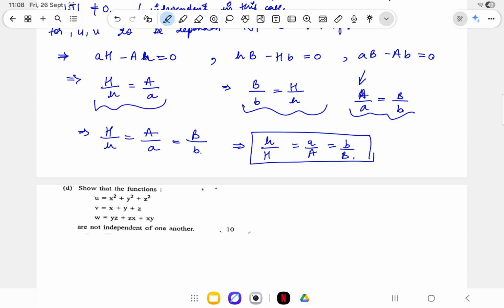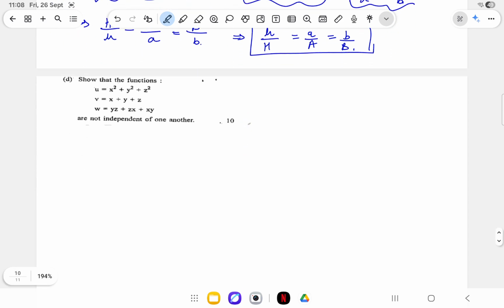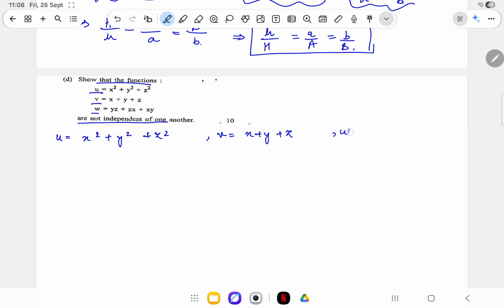So let's move on to the next question. The next question says to show that the functions u, v and w are not independent of one another. That is, we are basically supposed to show that they are functionally related or functionally dependent. So our u is x square plus y square plus z square, v is x plus y plus z, and w is yz plus zx plus xy.